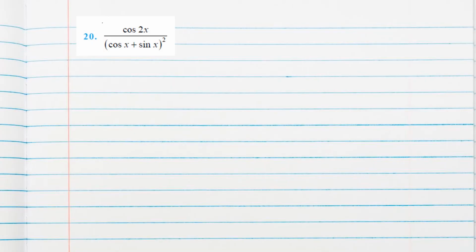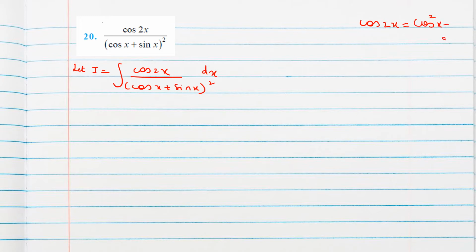Question 20, cos 2x divided by cos x plus sin x whole square. So let the integral be I. Okay. Now we have one identity of cos 2x. Cos 2x in terms of only cos we can write, only sine, and in terms of cos and sine also, that is cos square x minus sine square x. So this identity we'll use here.